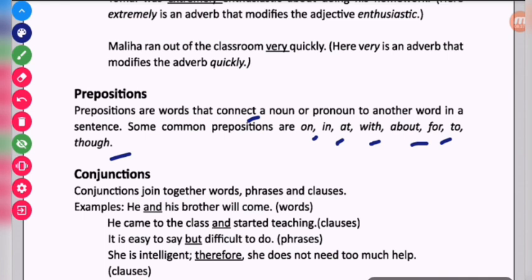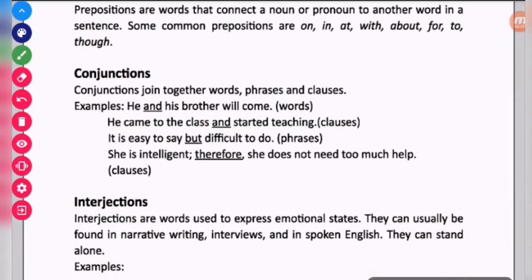Okay, after prepositions we have conjunctions. Conjunctions join together words, phrases, and clauses. For example, he and his brother will come. Here, the conjunction and joins the two words, he and his brother.